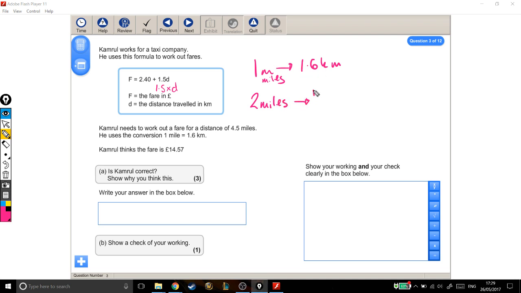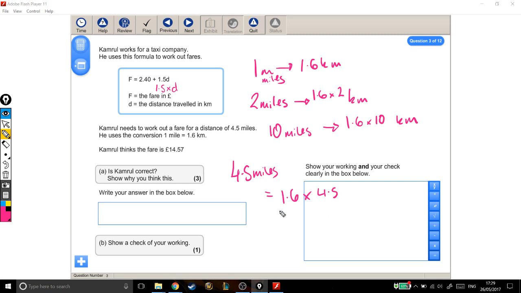would be twice as much. It'd be 1.6 times 2 kilometres. If we had 10 miles, it would be 1.6 times 10 kilometres, 10 times as much. We don't have 2 miles, we don't have 10 miles, we have 4.5 miles. So all I need to do is 1.6 times 4.5. Another way of thinking about it is that each one of these 4.5 miles has 1.6 kilometres in it. So 1.6, 4.5 times, let's see what that gives us.